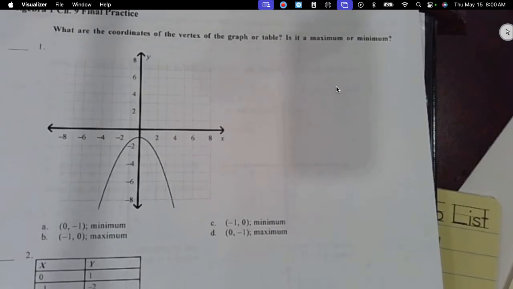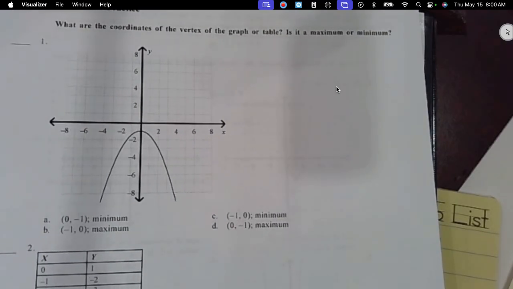Okay, the first one. It wants to know if the vertex is a maximum or a minimum, and what is that ordered pair? Well, you first of all have to know what the vertex is. Y'all, it's either the tip top or the very bottom. Okay, so does everybody agree that it's this point right here? Why is that? Okay. Does everybody agree that? Yes? Okay.